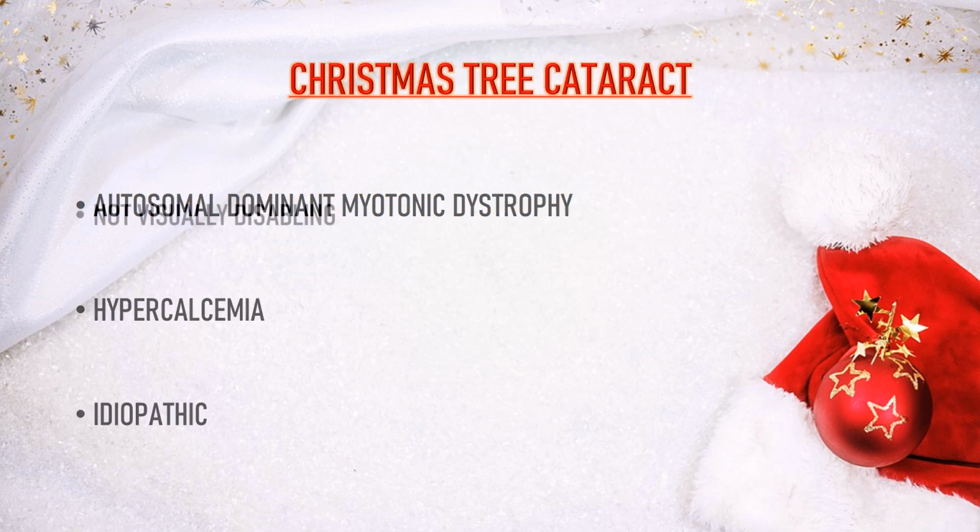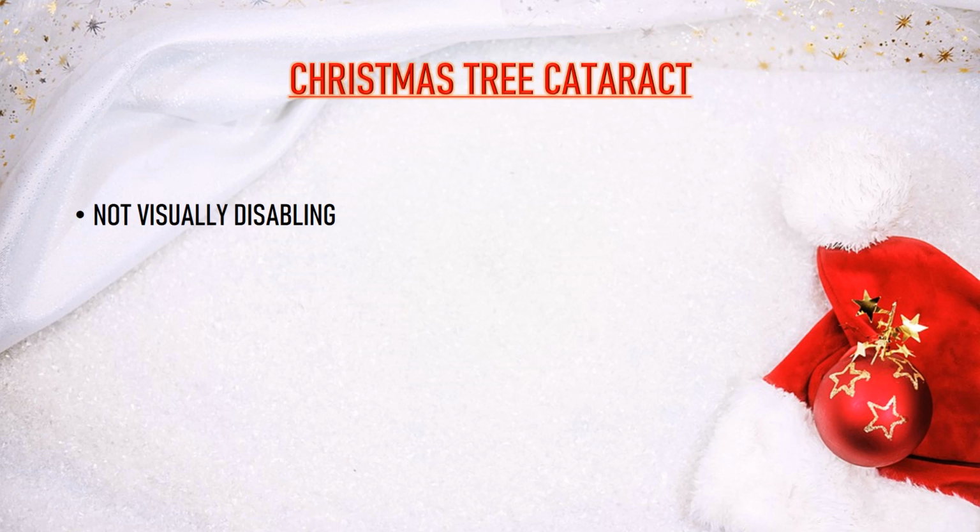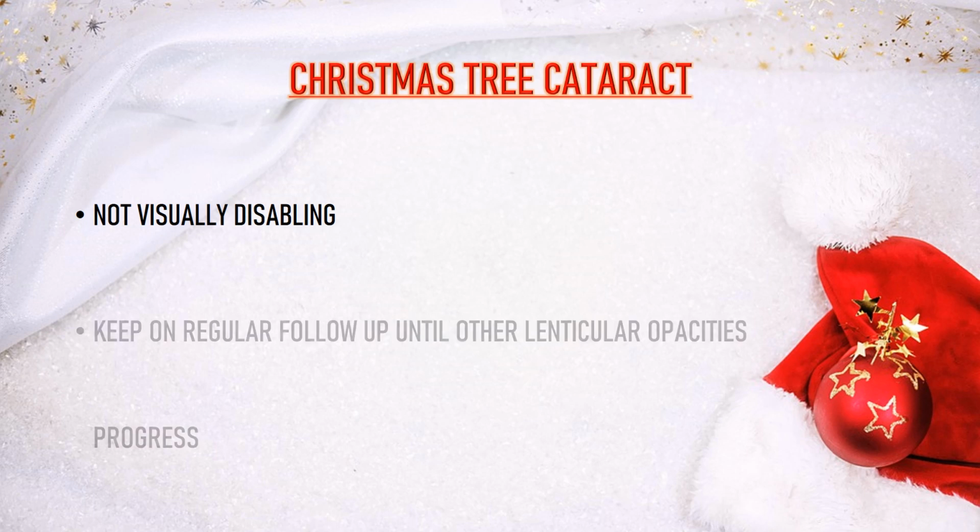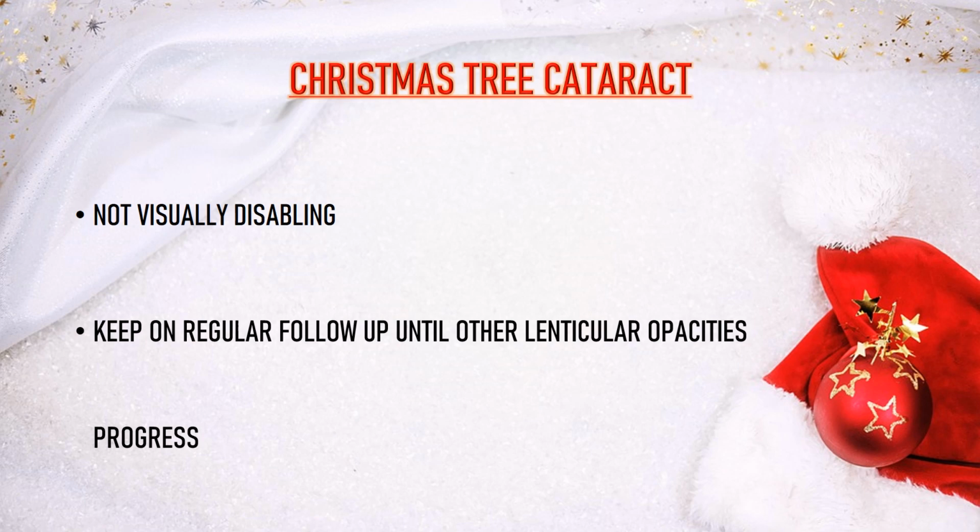Christmas tree cataract is not visually disabling to the patient in that it does not have any effect on patient's vision. Patients are usually kept on a regular follow-up until other lenticular opacities progress and start producing symptoms. Then we can consider the patient for cataract surgery. So that is all for this video.